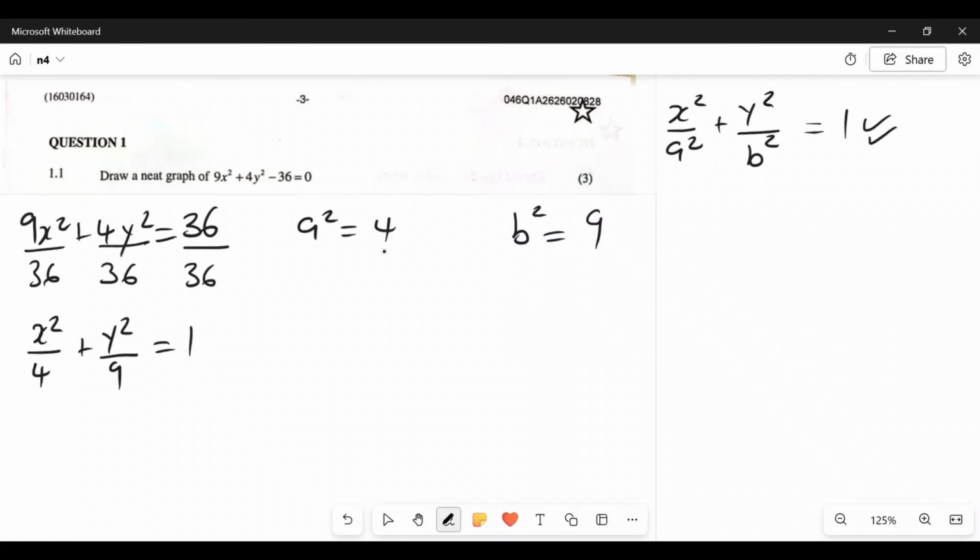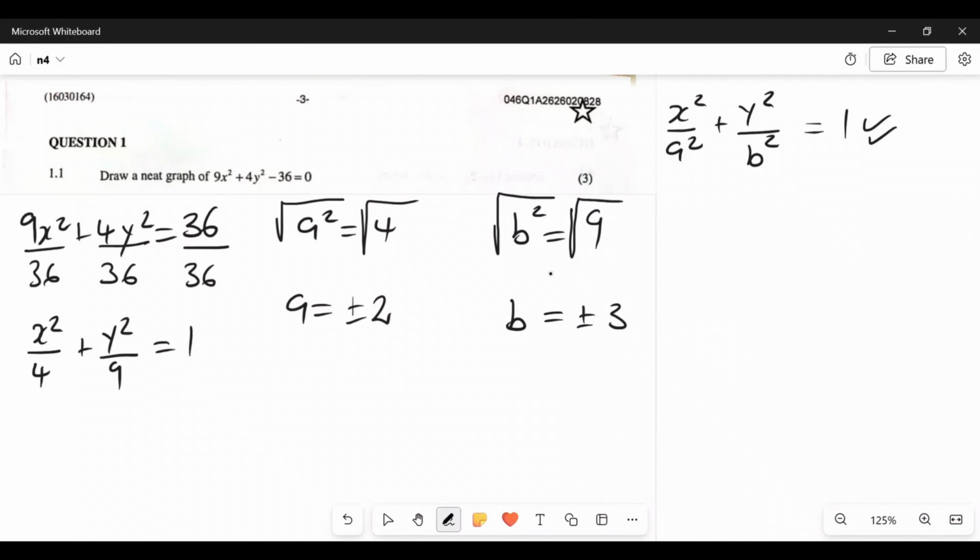In order for us to find a and b, we need to square root both sides. Our a here is going to be plus or minus 2 because the square root of 4 is 2. Same thing with b: we have the square root of 9, so b is going to be equaling plus or minus 3 because the square root of 9 is 3. We know a and b, so let's draw the Cartesian plane and we can draw the graph.